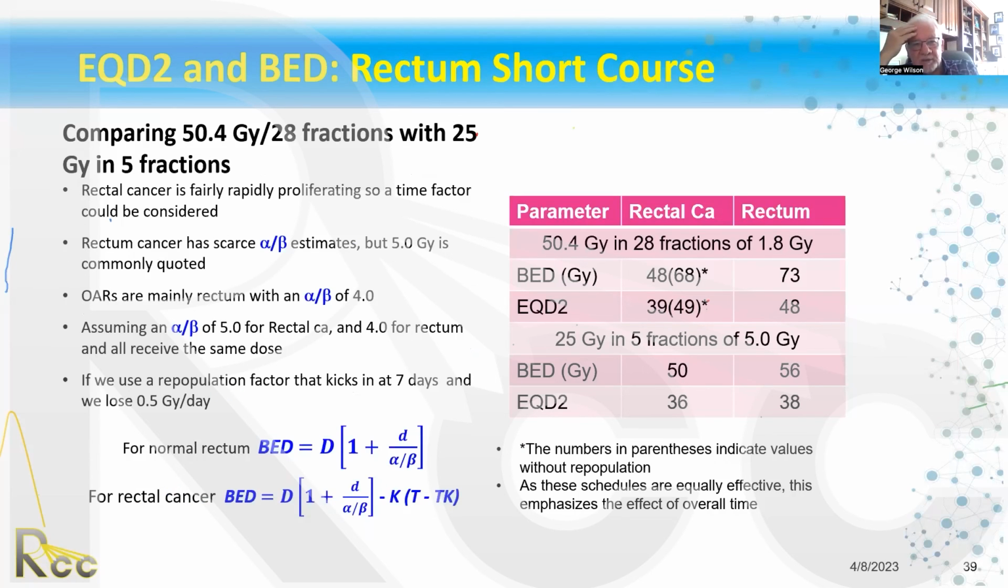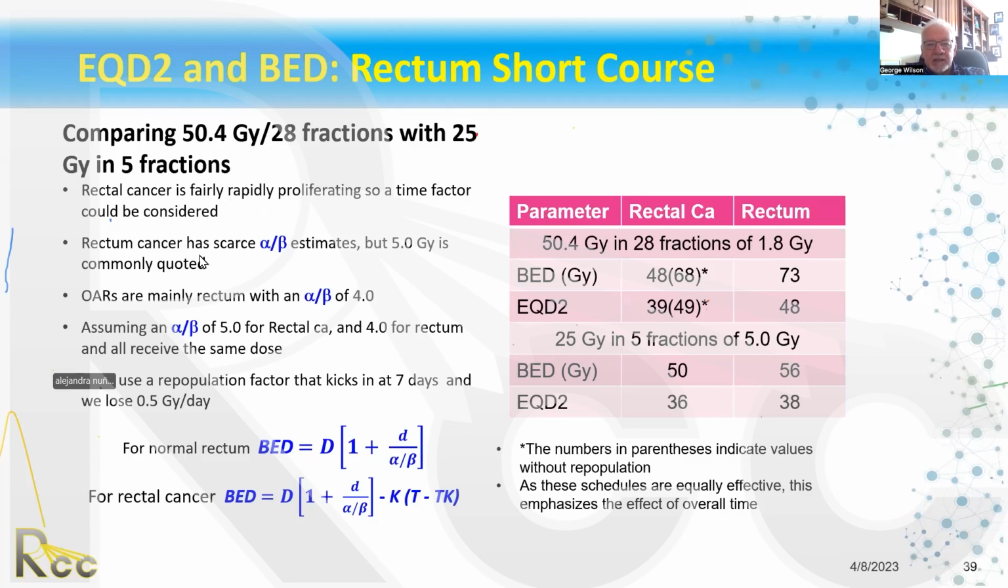Final example is really looking at, and again, the Swedish group had been the drivers of what's called the short course, which is 25 in 5 fractions, just in 1 week. And so we're going to compare that to the more conventional 50.4 in 28 fractions of 1.8 gray, which is more standard here in the US. So one of the issues is that rectal cancer, colorectal cancer in general, is rapidly proliferating. So we do need to include a time factor in this.